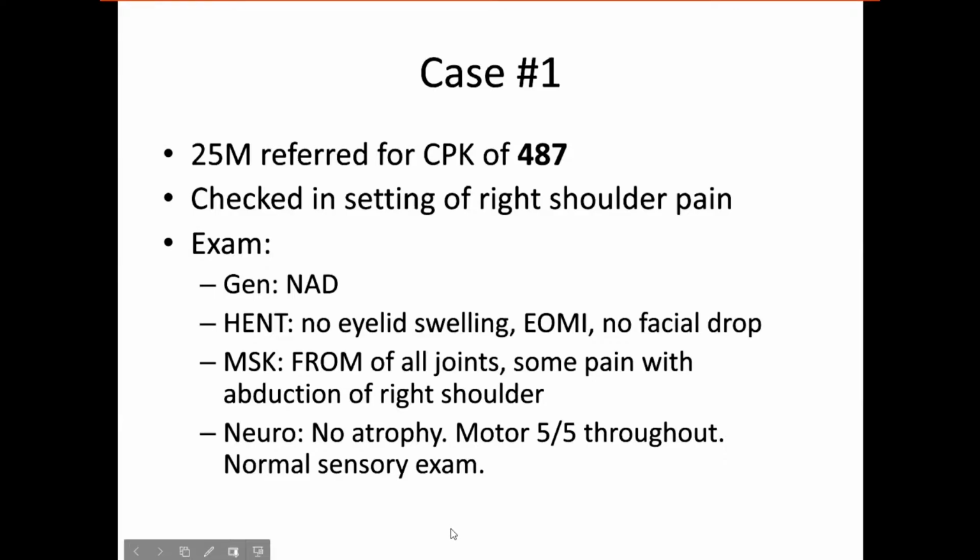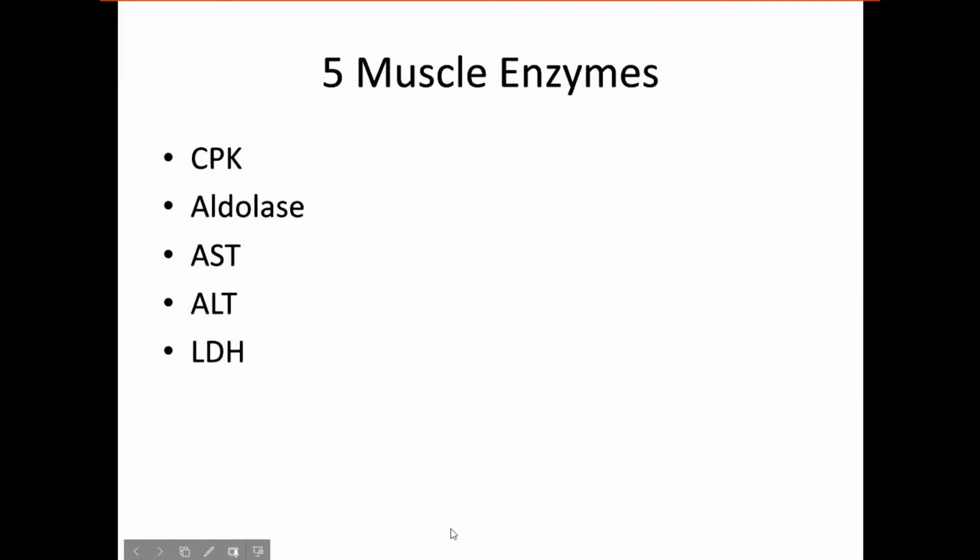Remember, the CPK is the one we check most often, but there are actually 5 different enzymes that can be abnormal in myopathies: the aldolase, the transaminases, and the LDH. There's always a tail of someone who gets a liver biopsy for elevated AST or ALT and ends up having a muscle problem. So if you have someone with what is described as hepatitis, make sure you check the CPK as well.